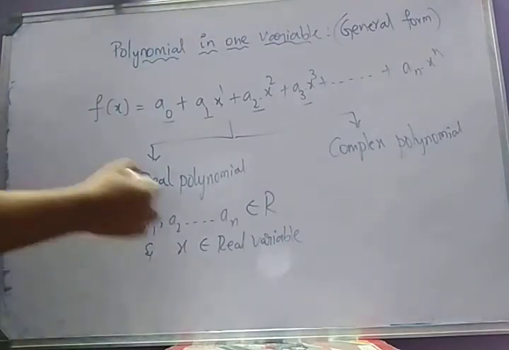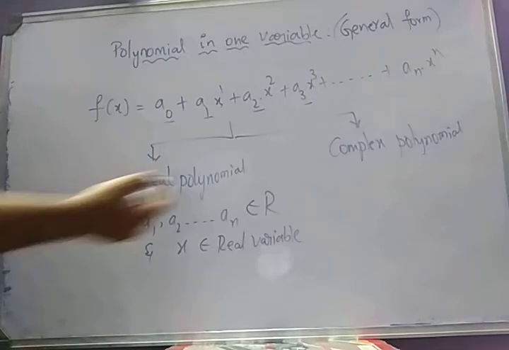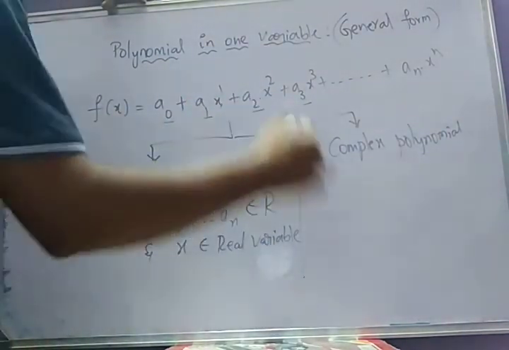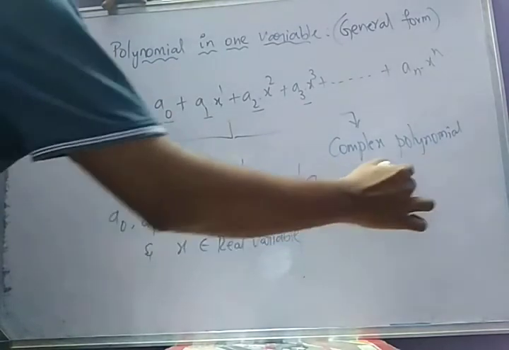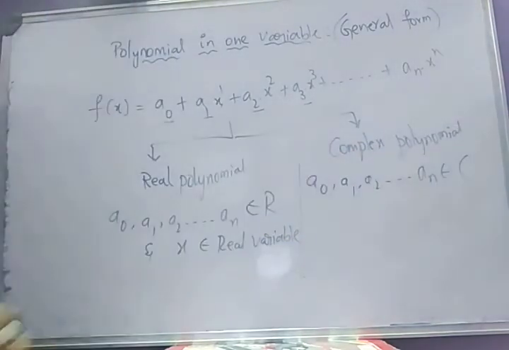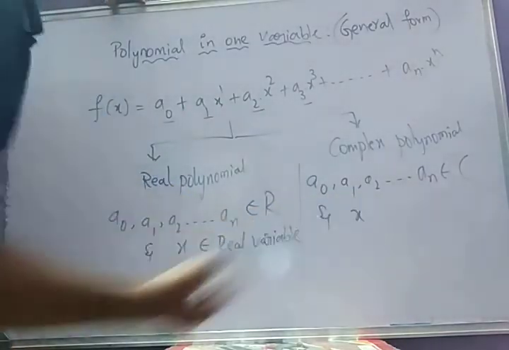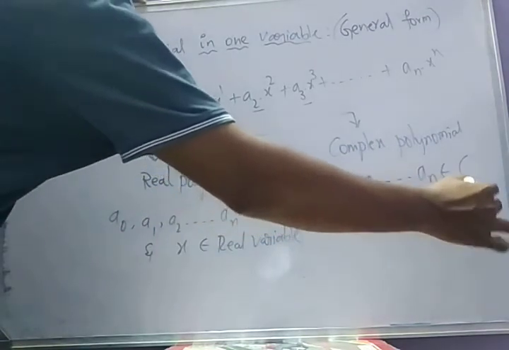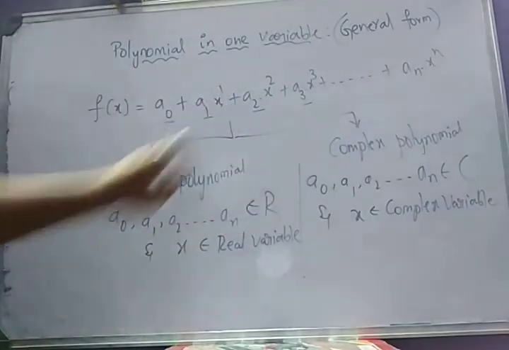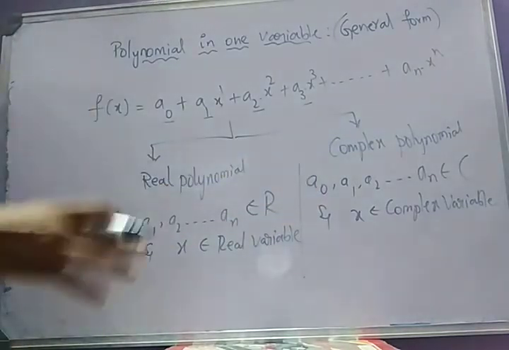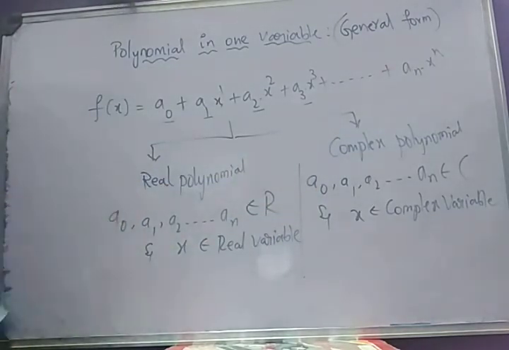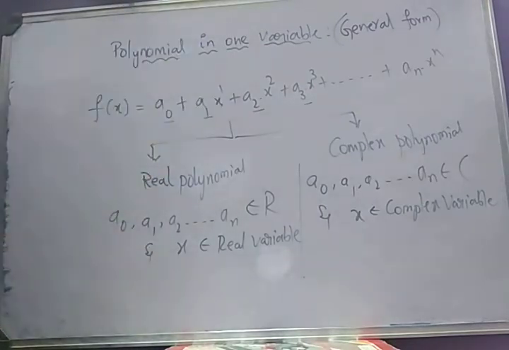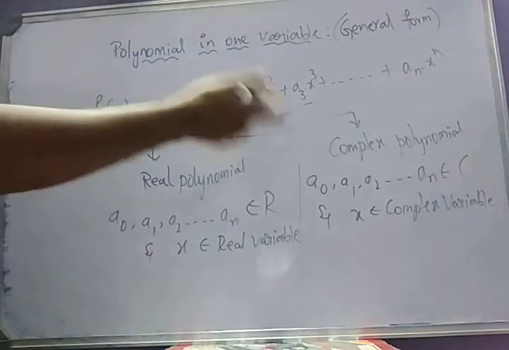Okay, then such a polynomial is called a real polynomial, and when it becomes a complex polynomial, you can easily understand this. So if the same coefficients a0, a1, a2 and so on an, if they are complex numbers and at the same time the x is a complex variable, then we can say that such a polynomial is a complex polynomial. So most of the times we will be mentioning real polynomial itself in this particular chapter.